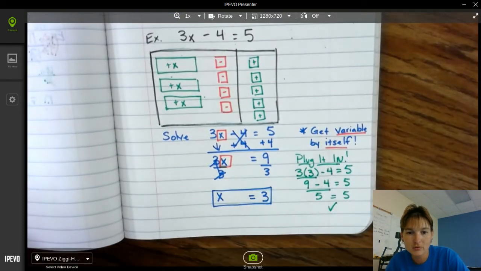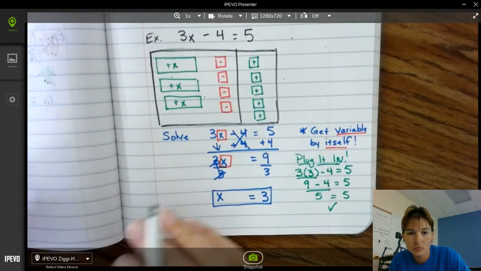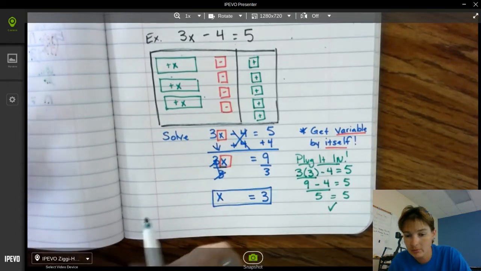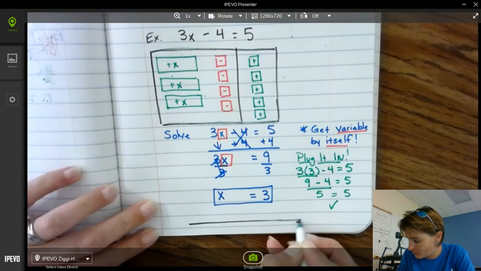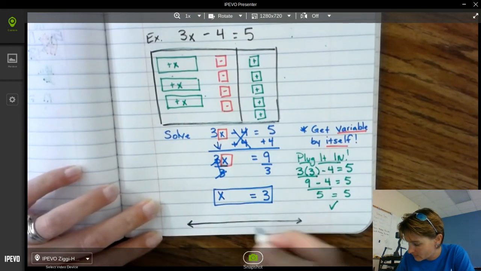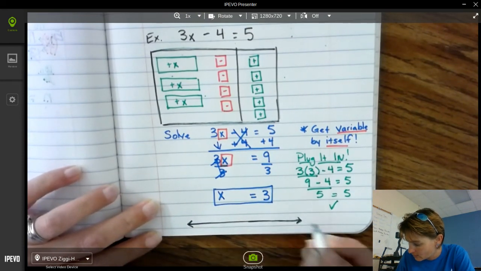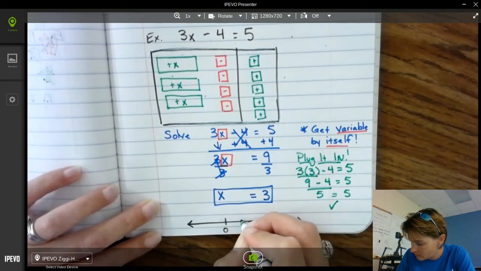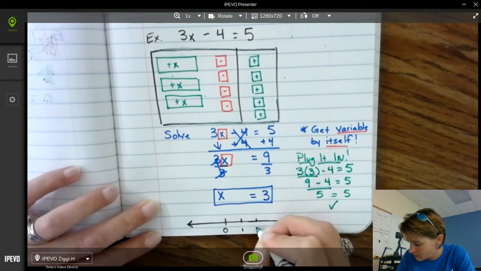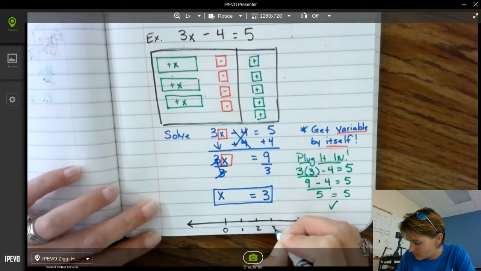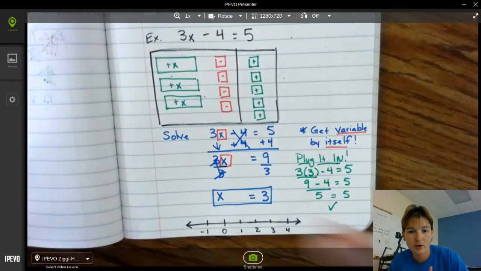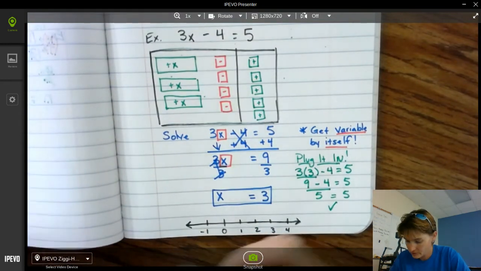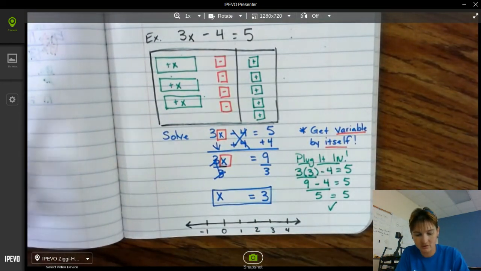Now, the last thing you would do sometimes with this type of problem is representing it on a number line. So let's go ahead and put a number line down at the bottom. Okay, 0, 1, 2, 3, 4. Let's go ahead and put a negative over here because we know it goes both directions. So this is representing on a number line.